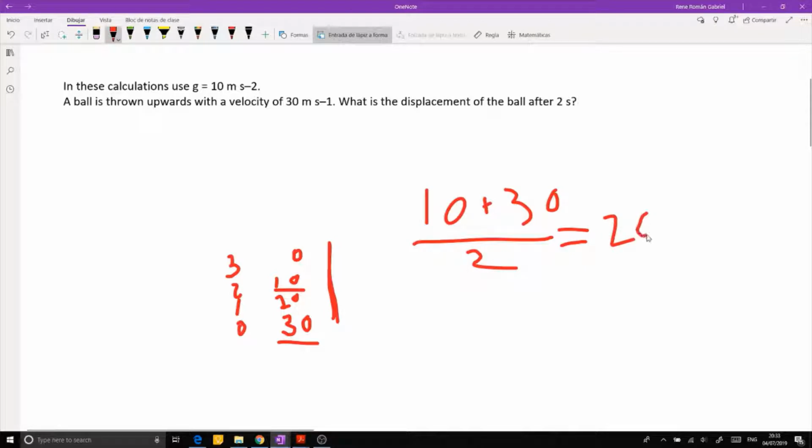But this is not the answer, because this is the average speed, but it's not the displacement. To get the displacement, we just got to multiply the speed of 20 times the time, which is 2, and that would just give us 40. So the answer would be 40 meters.